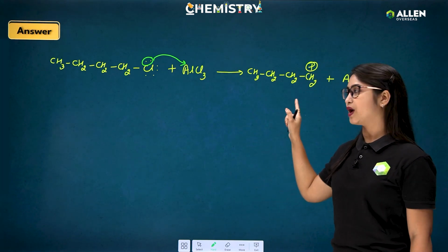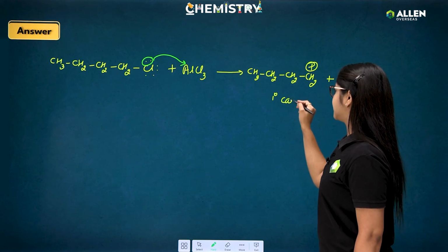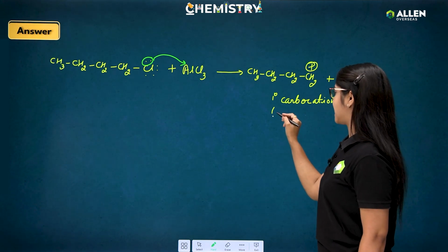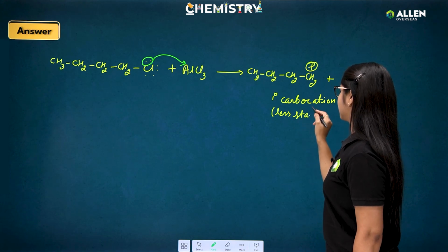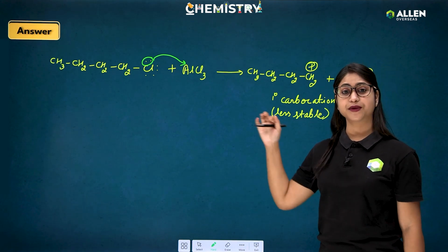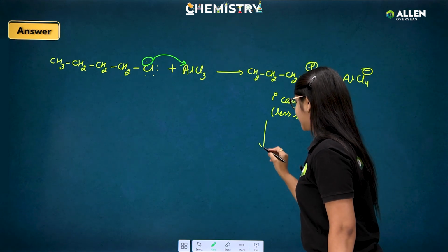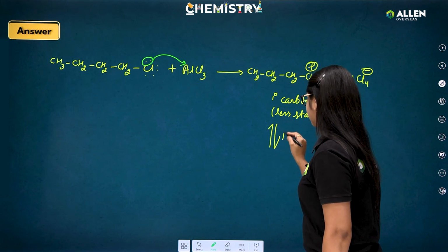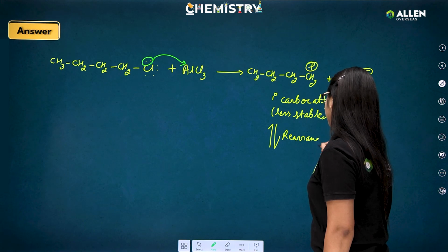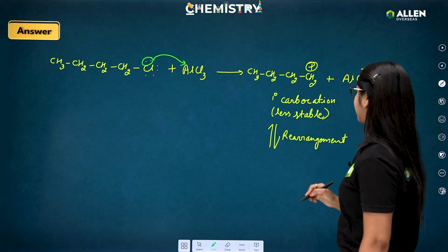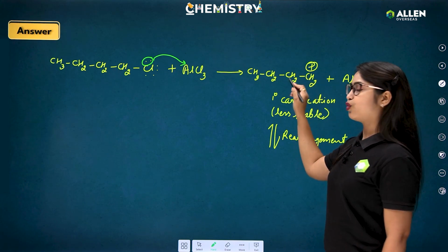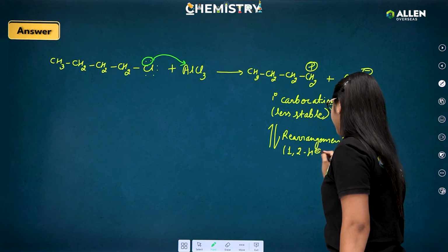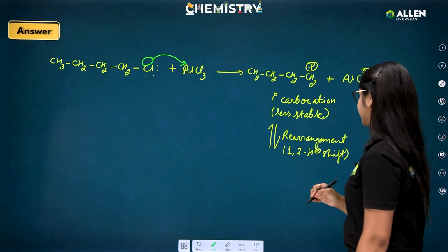Now look at this carbocation. This carbocation is a 1 degree carbocation, which is very less stable. So what will happen now? The rearrangement of the carbocation will take place to make it more stable. So what will happen? A 1,2 hydride shift will take place here.